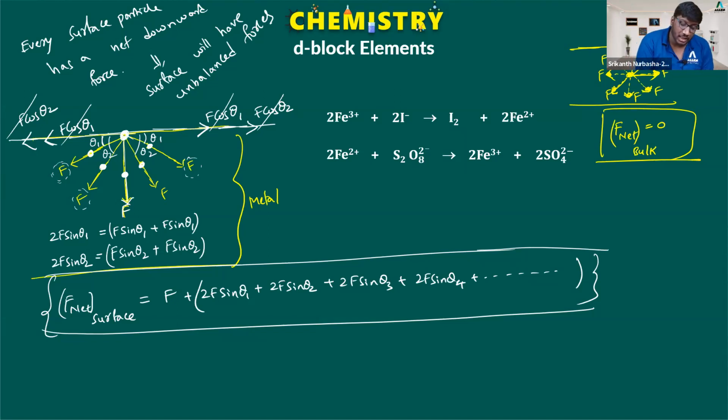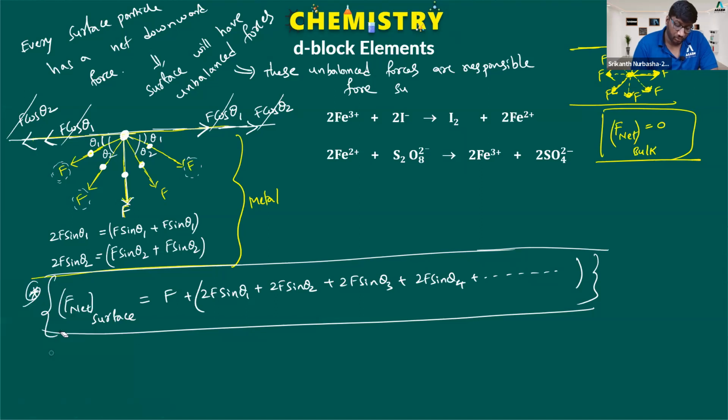Because of that net downward force, can the surface particle go into the bulk? No. Why? Because if it goes, it experiences repulsions from the electrons. It has a net downward force, but it can't go inside the bulk. That means every surface particle has a net downward force. Because of that, the surface will have unbalanced forces, which are responsible for surface energy. What are they responsible for? For surface energy.